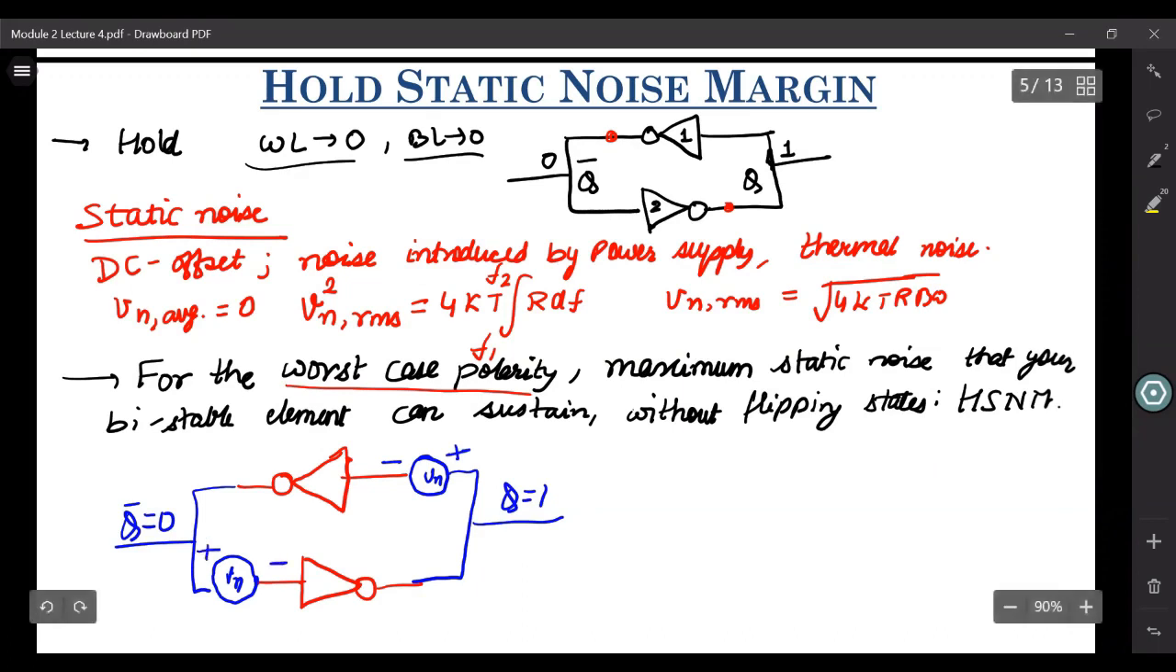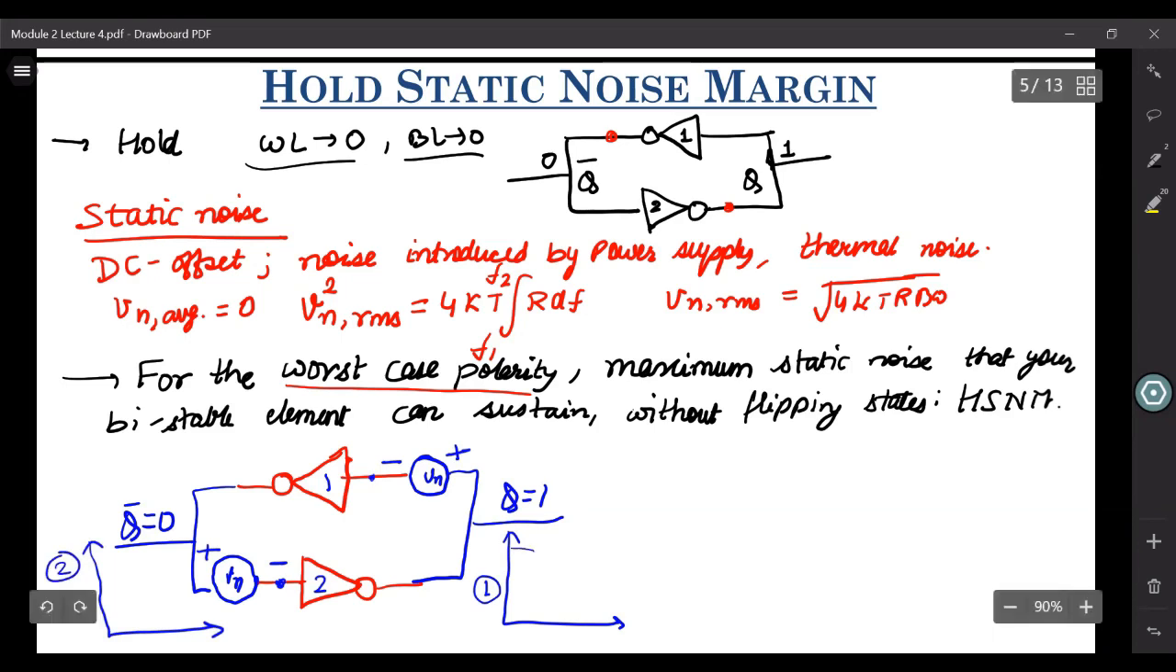So by negative polarity, I mean you attach the negative terminal of this noise source to the input of your SRAM, or the input of your inverters. Now in this case, let us look at the VTC of inverter 1 and inverter 2. Let us call these inverter 1 and inverter 2. First, let us draw the VTC of inverter 1 over here. Let us say this is the inverter 1 VTC, and let us draw the VTC of inverter 2. Let us call this the VTC of inverter 2.